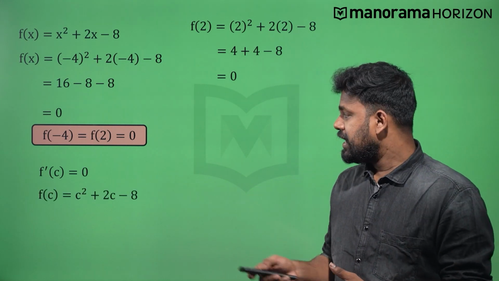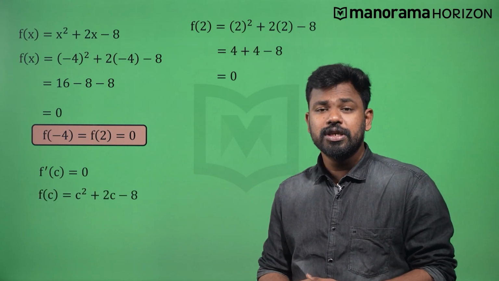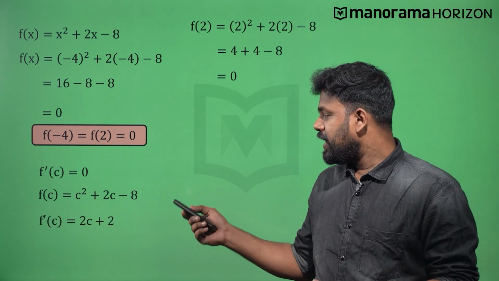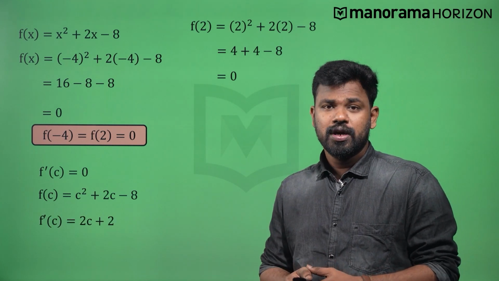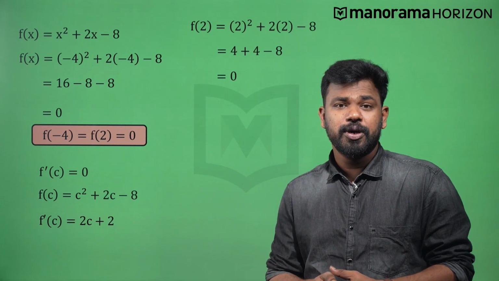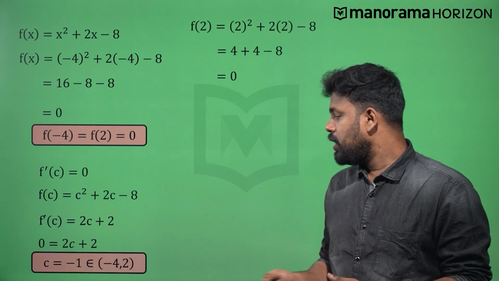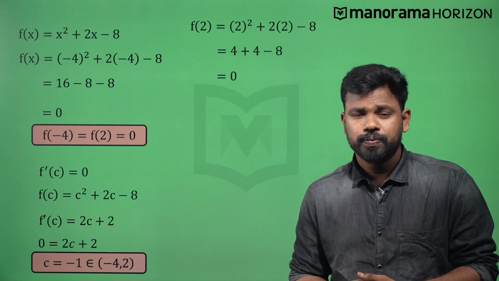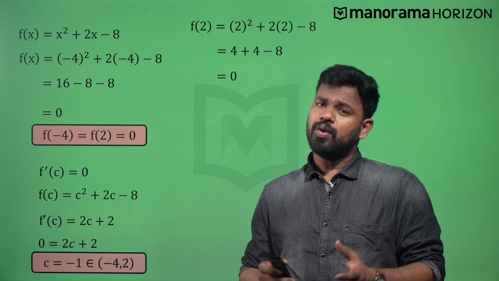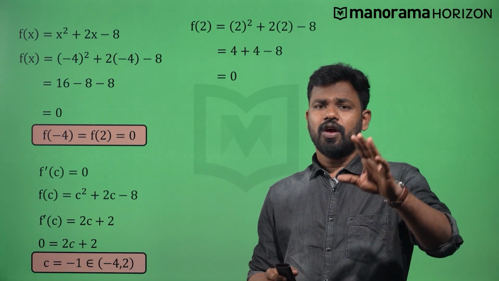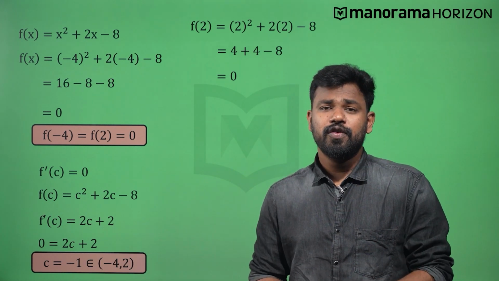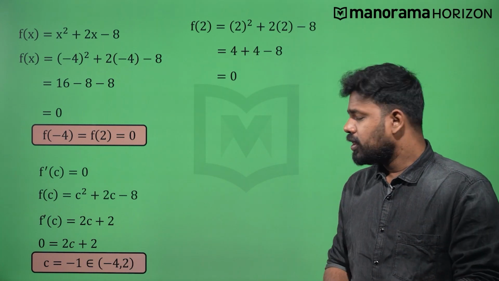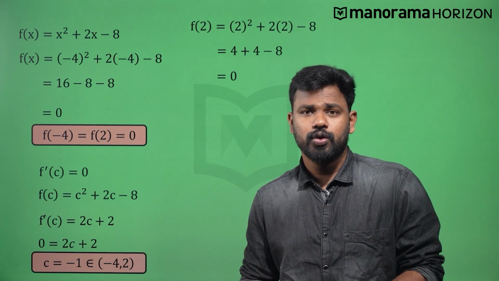And from this we can see that f of c is equal to c square plus 2c minus 8, or we get f dash c is equal to 2c plus 2, and from this if I equate it to 0, I get c is equal to minus 1, which belongs to minus 4, 2. Thus our Rolle's theorem is now satisfied. So we looked at all the three conditions, we found out the value of c, and that c is now belonging to the particular interval, that is minus 4, 2.